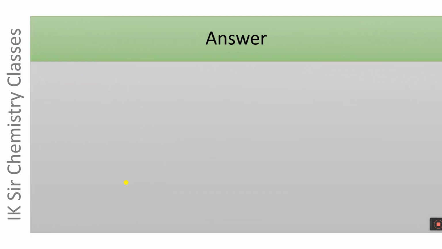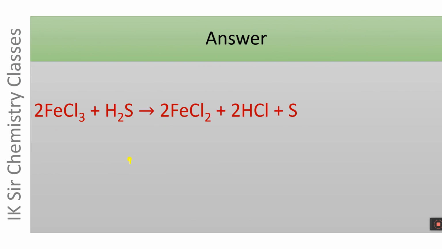Here is the answer of the problem. The given equation is, and the oxidation numbers of various elements involved in this reaction are as follows. The oxidation number of Fe in FeCl3 is +3, while in the product the oxidation number of Fe is +2. On the other hand, the oxidation number of sulfur in H2S, that is the reactant, is -2, while the oxidation number of sulfur in the product S is 0 because it is in free state.